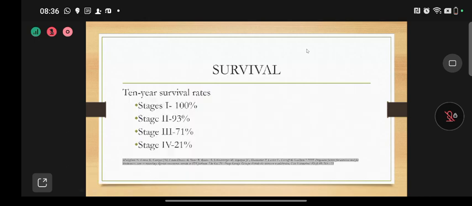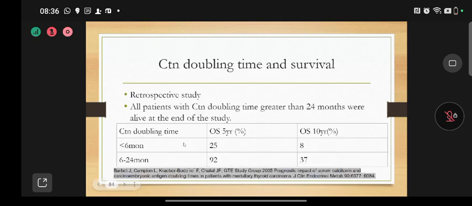So coming to the survival part, the 10-year survival as per Modigliani et al., stage 1 carries a 100% survival and stage 4 around 21%. So the relationship of calcitonin doubling time and survival, as per Barbet et al., it was a retrospective study. They followed up around 29 years.